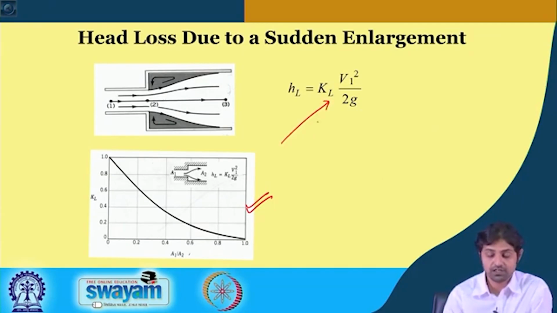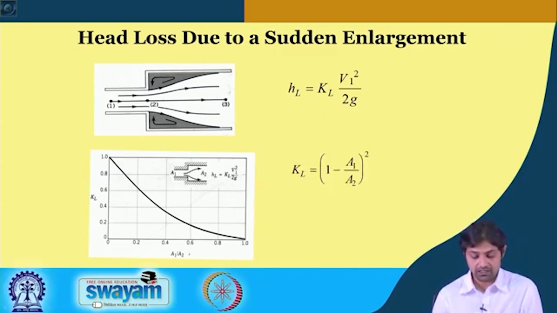You saw in the contraction it was V2 square by 2g, and in case of expansion it is V1 square by 2g. So, those velocities need to be considered where the smaller pipes are. The smaller pipe in case of contraction was at 2, so we had K into V2 square by 2g. Here in case of enlargement, the smaller pipe is at 1, so it is KL into V1 square by 2g.